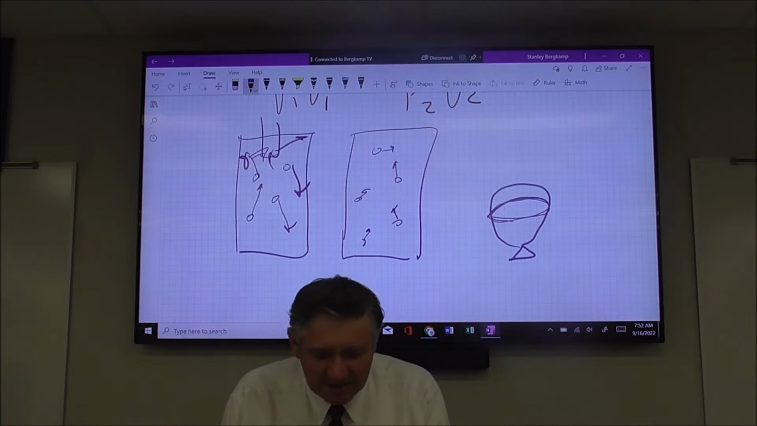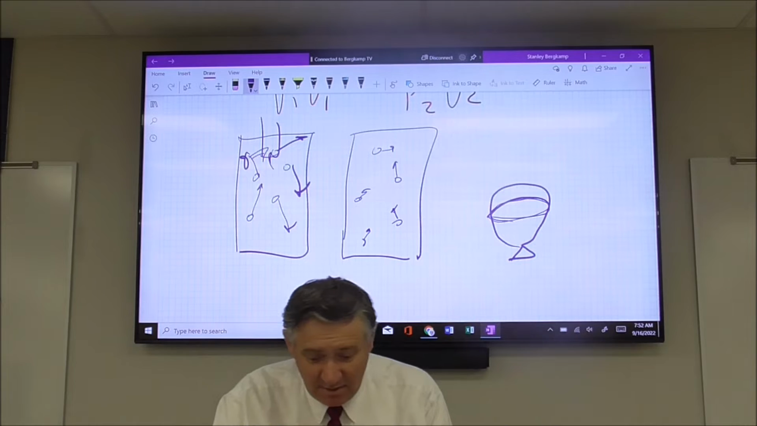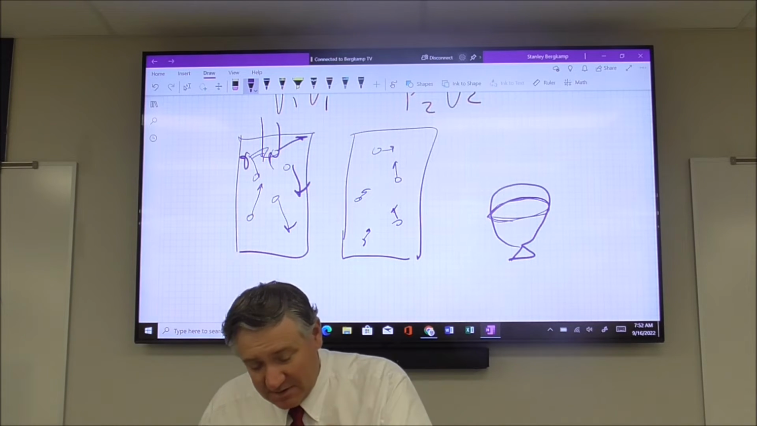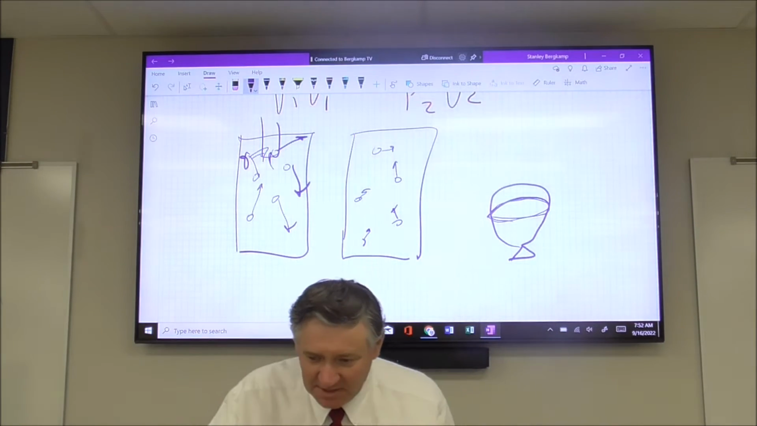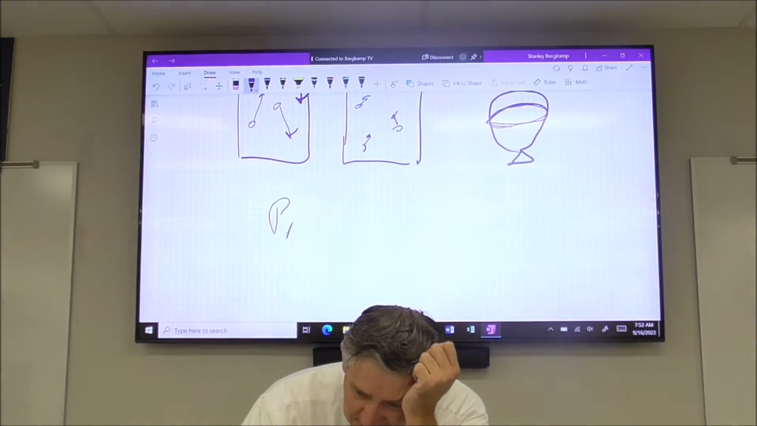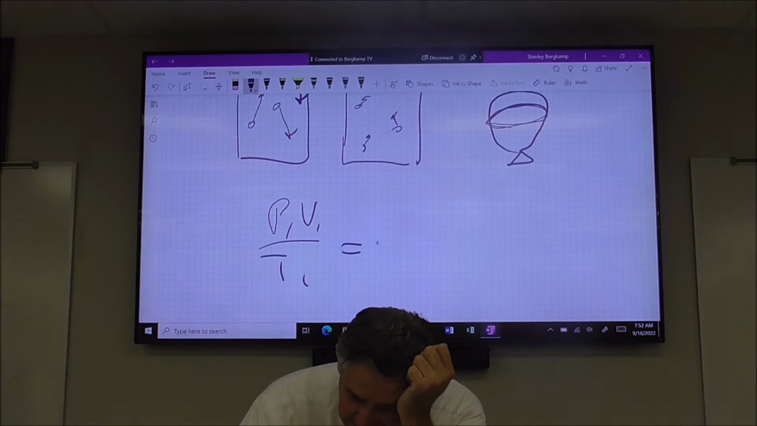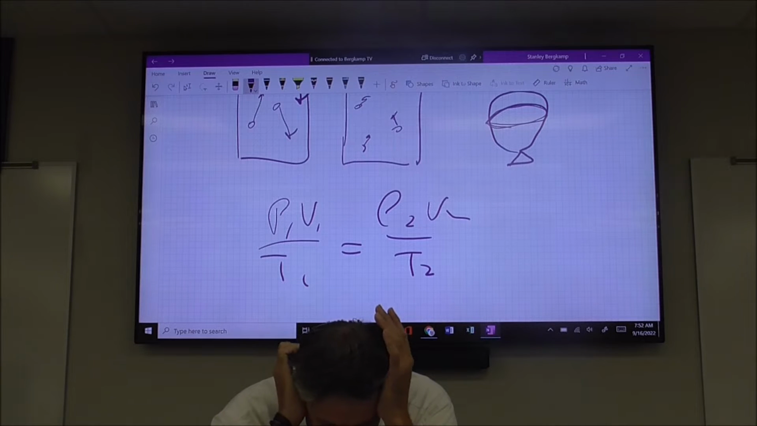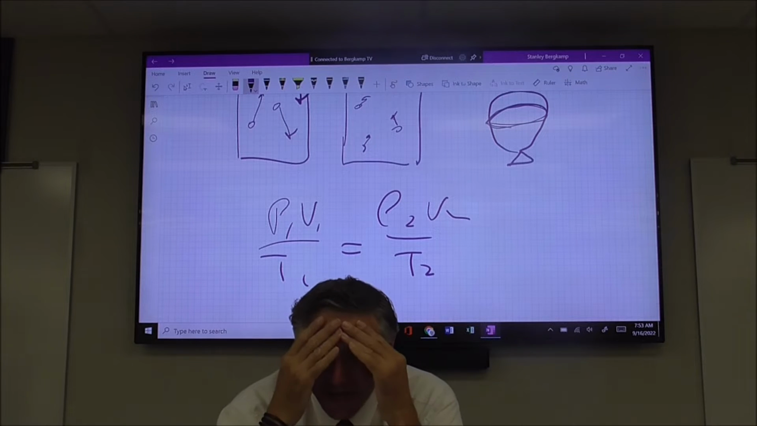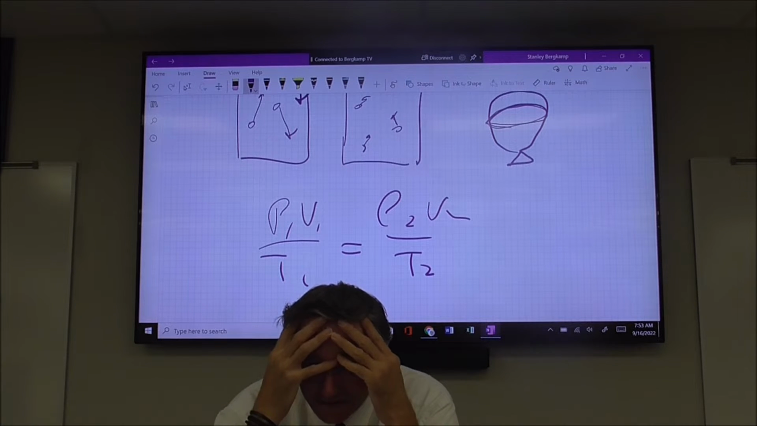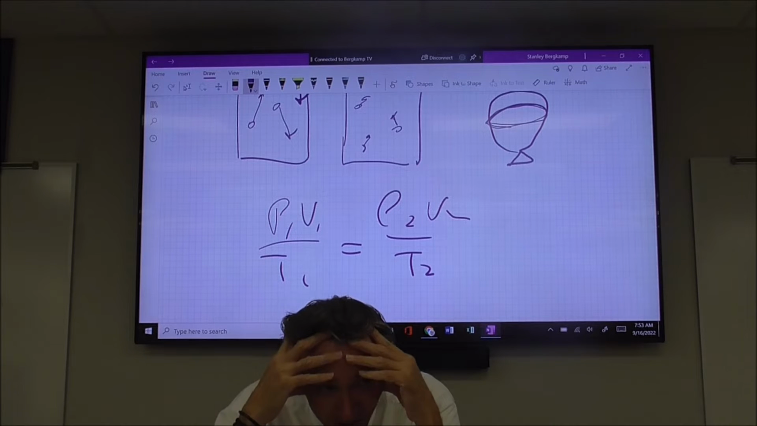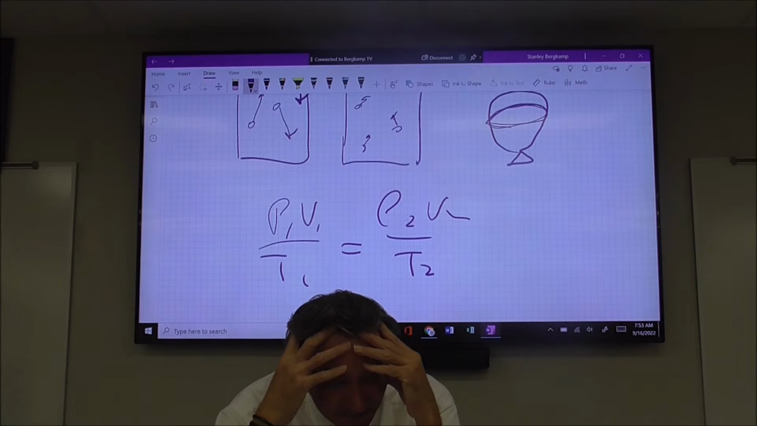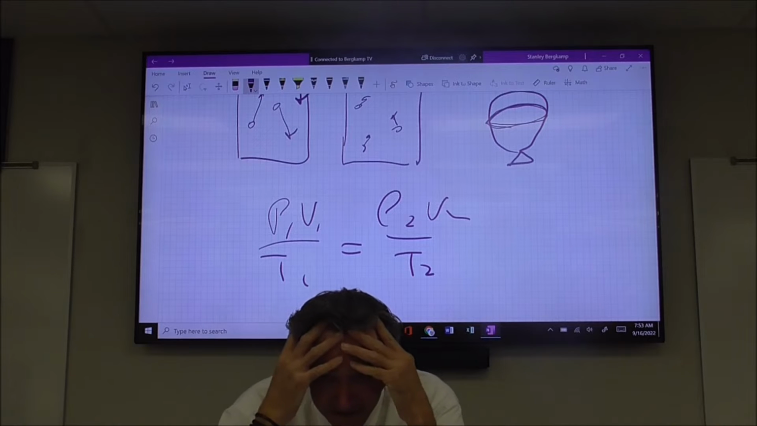So when you get done with that number 2, on the other side with number 13, you're going to use P1V1 over T1 equals P2V2 over T2. And again, here's the deal on this one. Pay attention to the units, okay? Can you ever work in Celsius with a gas law problem? No, absolutely not. That's what some of you did on that deal yesterday.